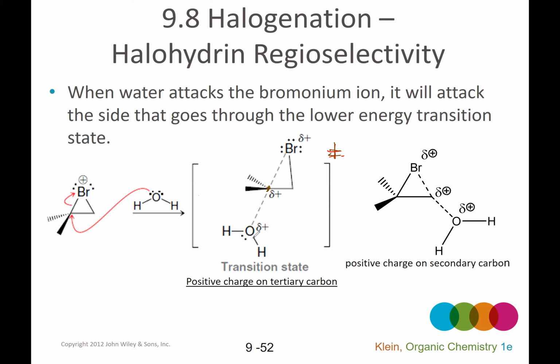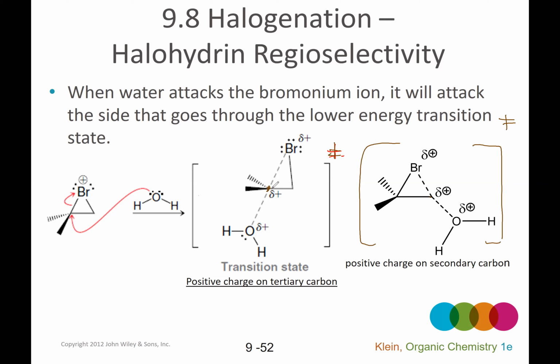So when the attack of the nucleophile is at the more substituted carbon, you have a positive charge on a tertiary carbon. Over here, look at the transition state where the nucleophile is attacking the less substituted carbon. Then the positive charge develops here, and we can call that a primary carbon, right? So we have a positive charge on a primary carbon when the nucleophile attacks the less substituted carbon, and a positive charge on a tertiary carbon when it attacks the more substituted carbon.